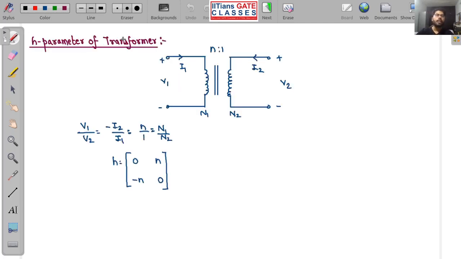Now what about the H parameter of a transformer? If you calculate the H parameter of a transformer, here you can see I have written the ratio n by 1. So n by 1 is basically n1 by n2. n1 is the number of turns in the primary side of the transformer, and n2 is the number of turns in the secondary side. If you write the equations, the h parameter will be something like this. Okay, h parameter is this for a transformer. You can also write it using this equation, it is very simple.